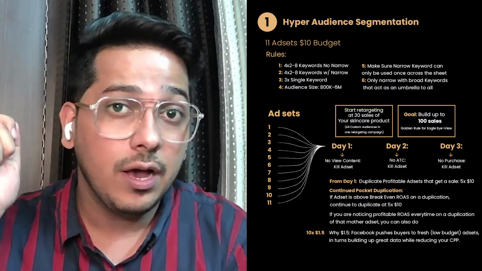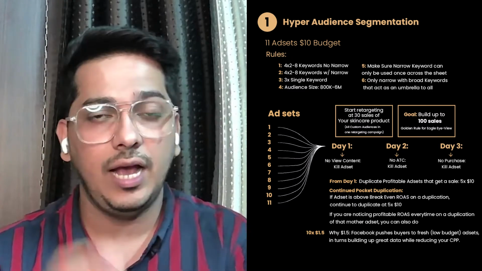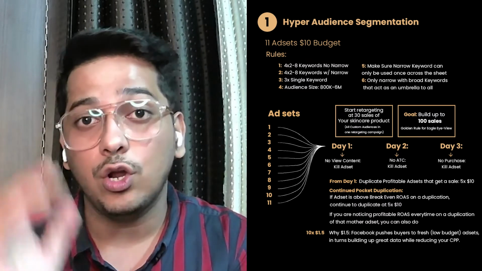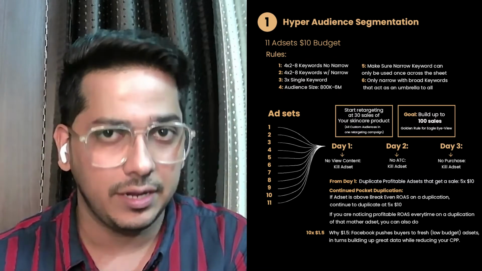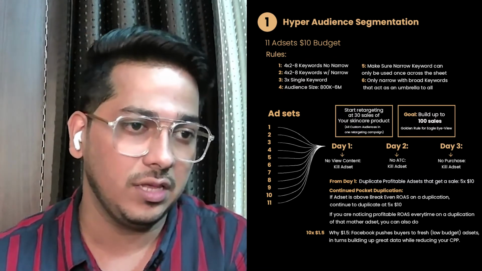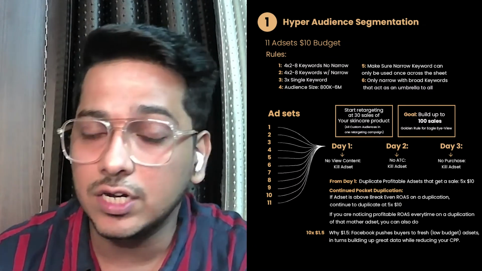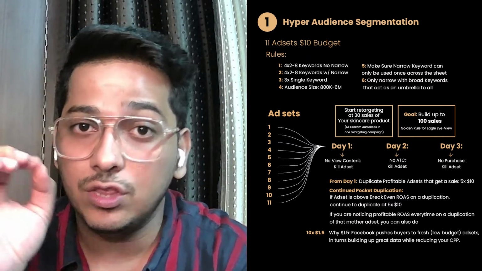So please write down every single thing which I am showcasing over here. As I mentioned, hyper audience segmentation, in which you have to include 11 ad sets with a $10 budget for each ad set. Getting my point? I'm revealing every single thing in front of you. What does it mean by 4 to 8 keywords with no narrow? I'm talking about 4 ad sets with 2 to 8 keywords with no narrow.